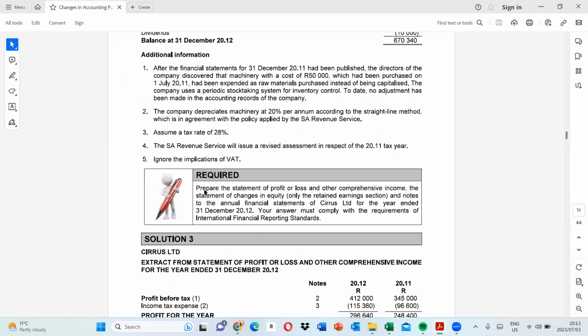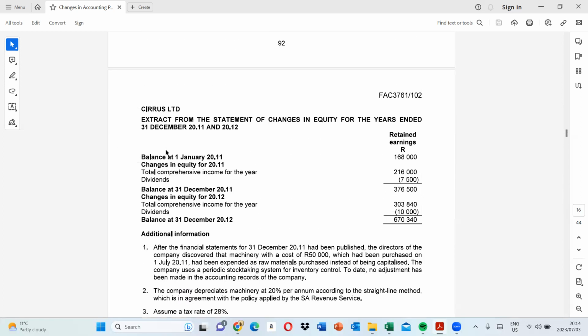All right, so the next example now, it says prepare the statement of profit or loss and other comprehensive income, the statement of changes in equity, only the retained earnings sections and notes to the annual financial statements of SARS Limited for the year ended 31 December 2012. Your answer must comply with the requirements of international financial reporting standards.